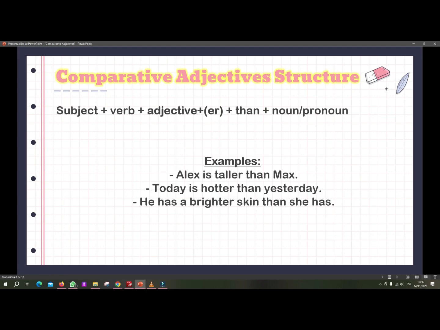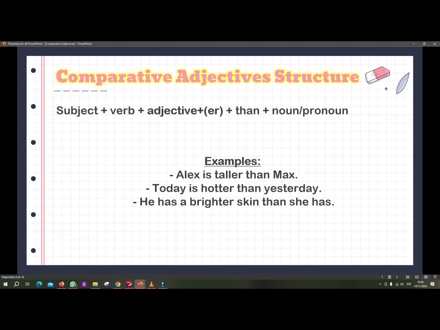Alex is taller than Max. Alex es más alto que Max. Today is hotter than yesterday. Hoy está más caliente que ayer, right? He has a brighter skin than she has. ¿Ven? Ella tiene, o él tiene en este caso, una piel más brillante que ella, ¿verdad?